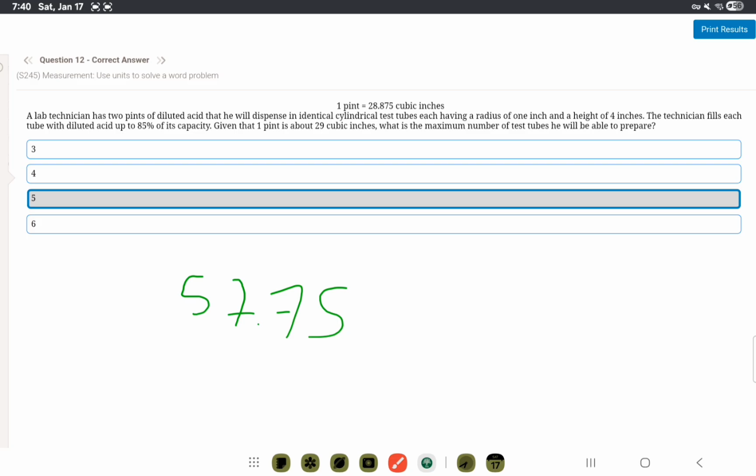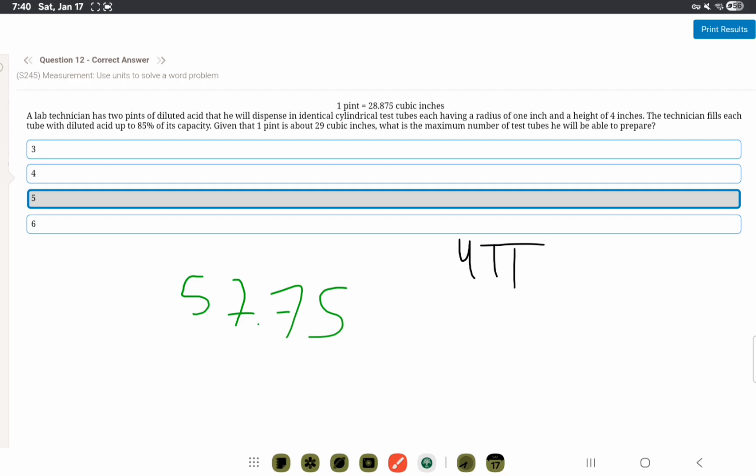Acid is a liquid, and liquid means filling up something with a volume. So we need to find the cylinder's volume, which is pi r squared h. The radius is 1 inch and the height is 4, so it's just pi times 1 times 4, which is 4 pi.